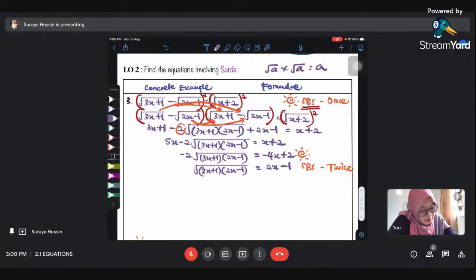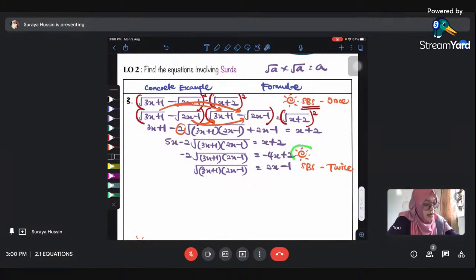Is it right? Can you perbetulkan saya ya kalau saya disilap? Is it so far so good? Kenapa saya dapat yang ini? It is because of negative 4x plus 2 is divided by negative 2. And so I got this lah. Okay. Saya padam ya. And then this is where the squaring both sides came in.